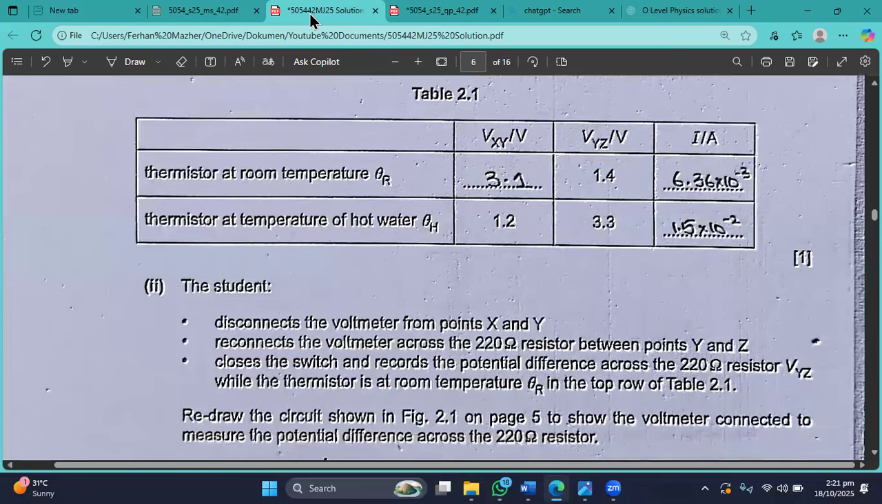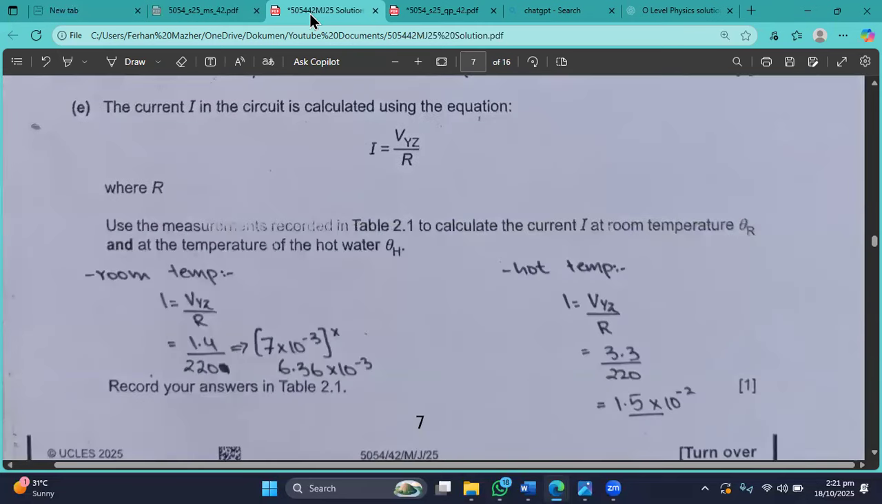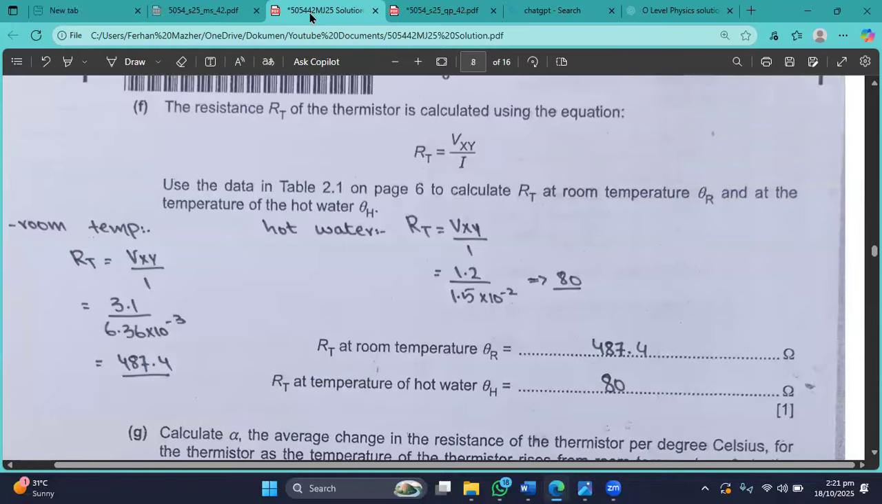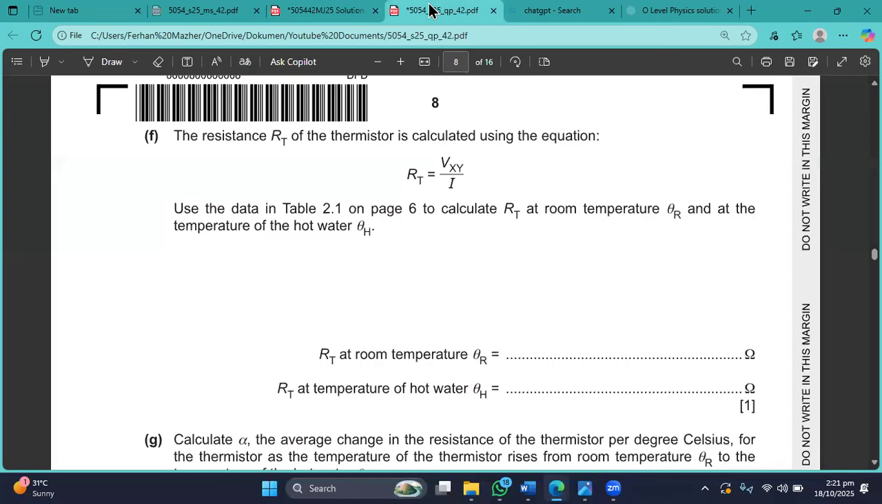Okay, so I can show you that calculation. We have done that. So this is that calculation. You can see at room temperature, 3.1 divided by 6.36 × 10^-3 is 487.4 ohm. And at the hot water temperature, the resistance of the thermistor will be 1.2 volt divided by 1.1 × 10^-2 ampere, and that is 80 ohm. So this is how you got those resistances for the thermistor.